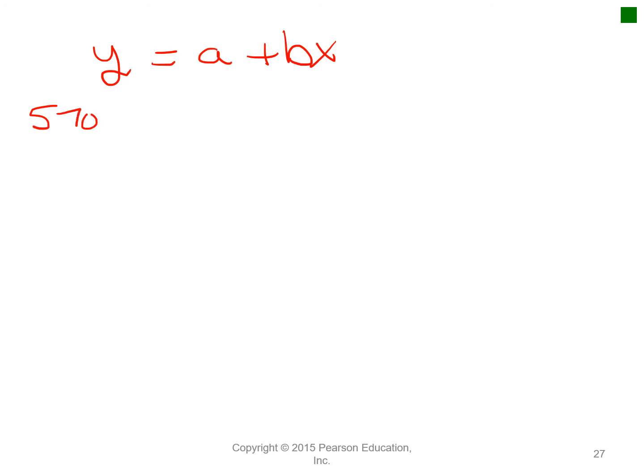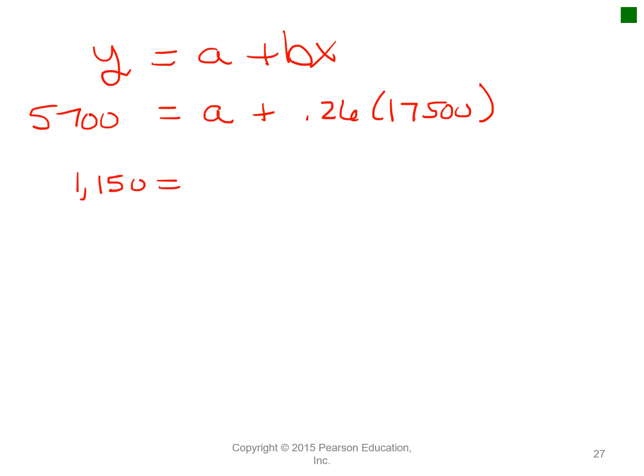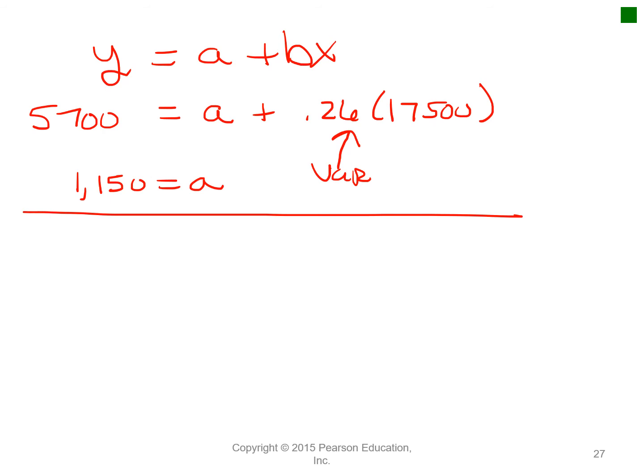So we knew that our total cost was 5,700, which equals A plus your 26 cents multiplied by your volume. Once we combine all these like units, you're going to figure out that your fixed costs are going to be right at 1,150. Okay, so then once you know that, again, we already said that our variable costs per unit are at 26 cents. We can now combine these into our equation.